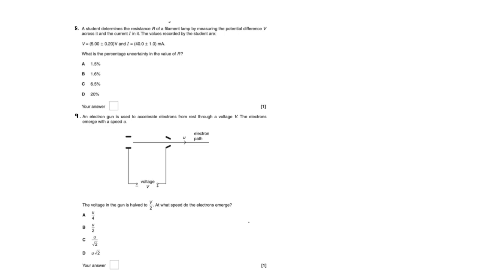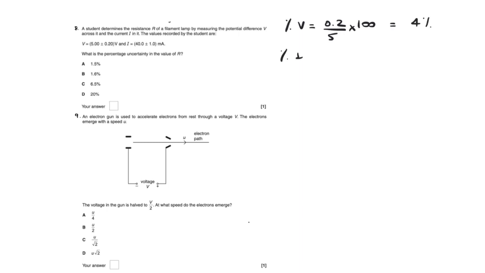Question number 8 says that a student determines the resistance R of a filament lamp by measuring the voltage across it and the current in it. And we are given the value of V and I. It's asking us to work out the percentage uncertainty in the value of R. So this is really a step-by-step approach. You work out the percentage uncertainties in V and I. That is just 0.2 divided by 5 times 100, and that's just 4%.